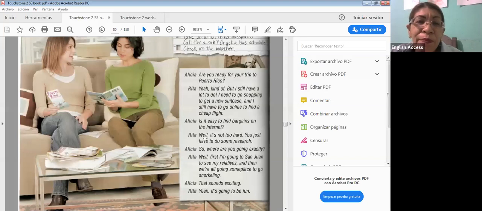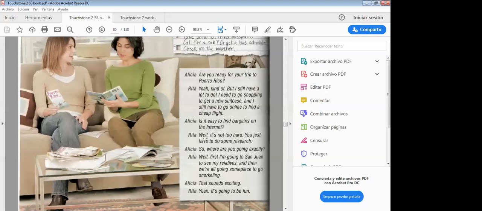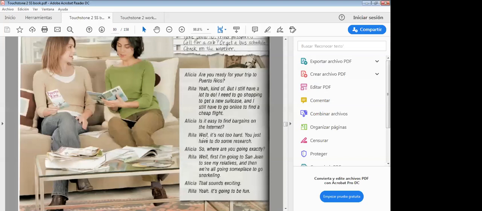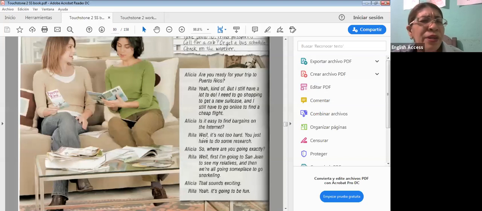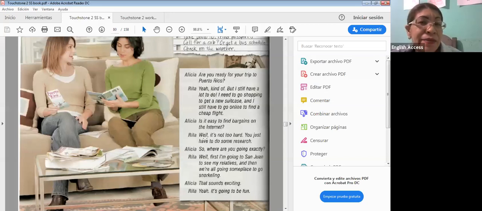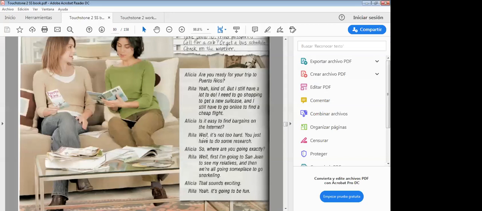Are you ready for your trip to Puerto Rico? Yeah, kind of. But I still have a lot to do. I need to go shopping to get a new suitcase, and I still have to go online to find a cheap flight. Is it easy to find bargains on the internet? Well, it's not too hard. You just have to do some research. So where are you going exactly? Well, first I'm going to San Juan to see my relatives, and then we're all going someplace to go snorkeling. That sounds exciting. Yeah, it's going to be fun.